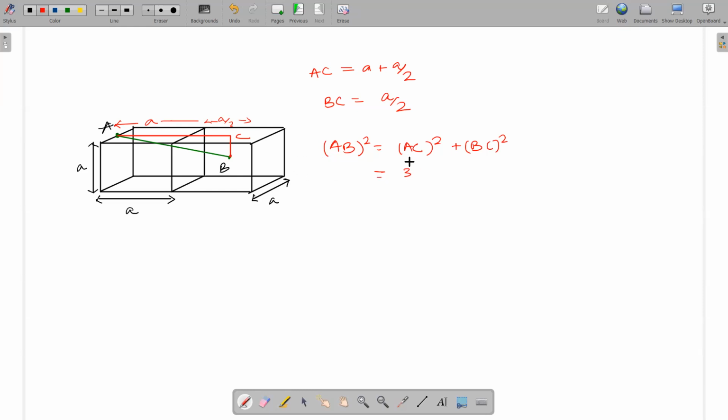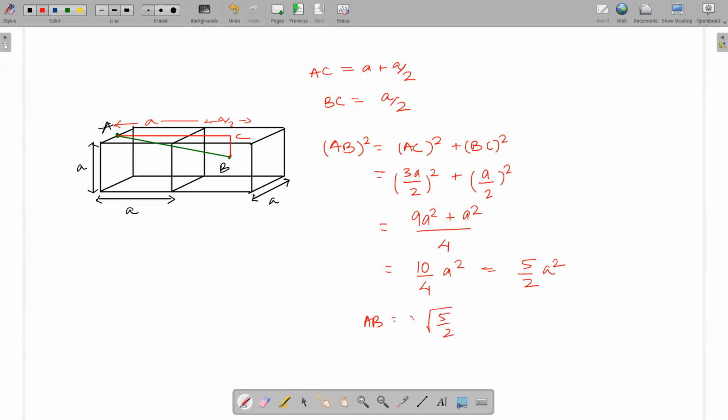So AC is equal to 3A by 2 whole square, plus A by 2 whole square. This is equal to 9A square plus A square whole divided by 4. This is equal to 10 by 4 A square, 5 by 2 A square. This AB will be equal to root under 5 by 2, A root 5 by 2.